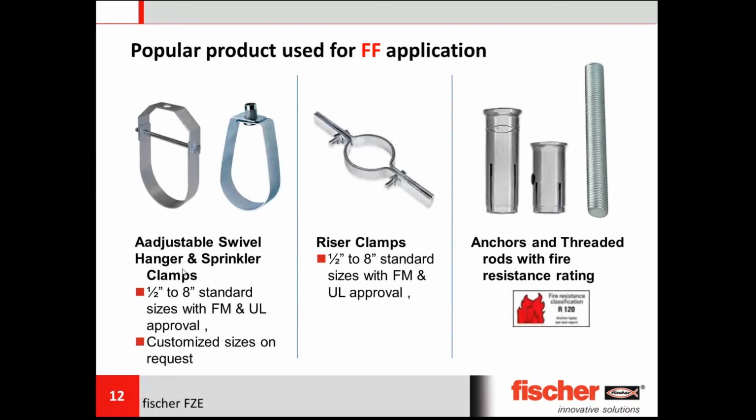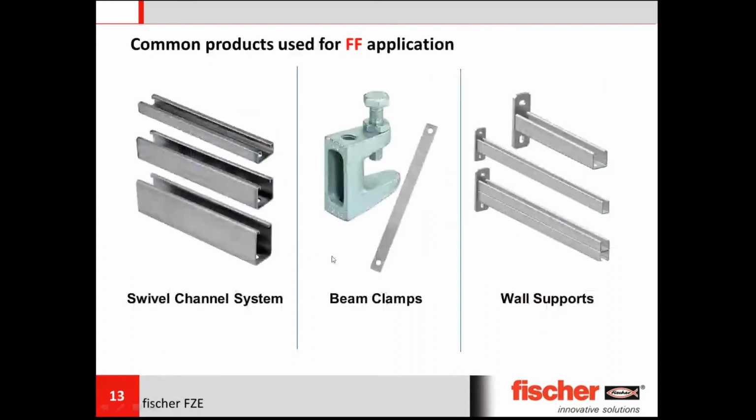These are some of the popular products used in firefighting applications. The first one are the clamps. We have two options here, a swivel clamp and a sprinkler clamp. These are, as you know, for horizontal pipes. For vertical pipes, you do have the riser clamp, and then we also have the anchors and threaded rods. Now, all clamps should have a UL or FM listing for firefighting applications.